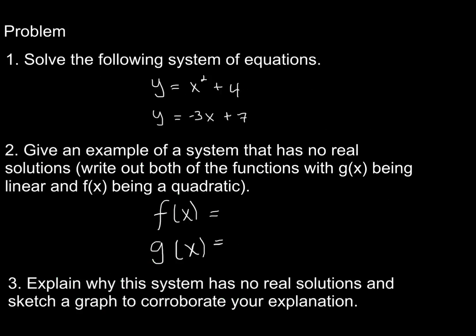So this problem has a couple of different parts. First, you're going to solve the following system of equations: y equals x squared plus 4, and y equals negative 3x plus 7. And then you're going to give an example of a system that has no real solutions. In other words, you're going to write out both of the functions, g of x and f of x, one being linear, one being quadratic, where they're going to have no real solutions when you solve them. And then third, explain why the system has no real solutions and sketch a graph to corroborate your explanation.